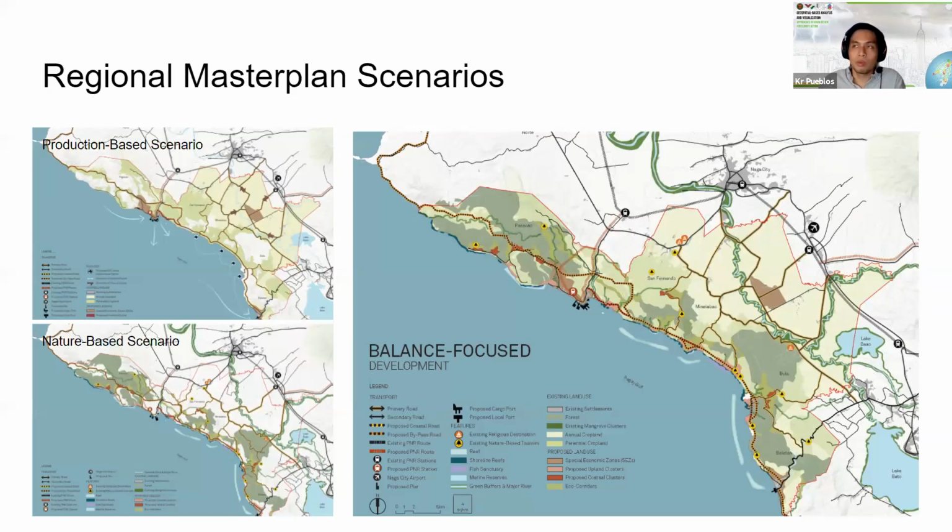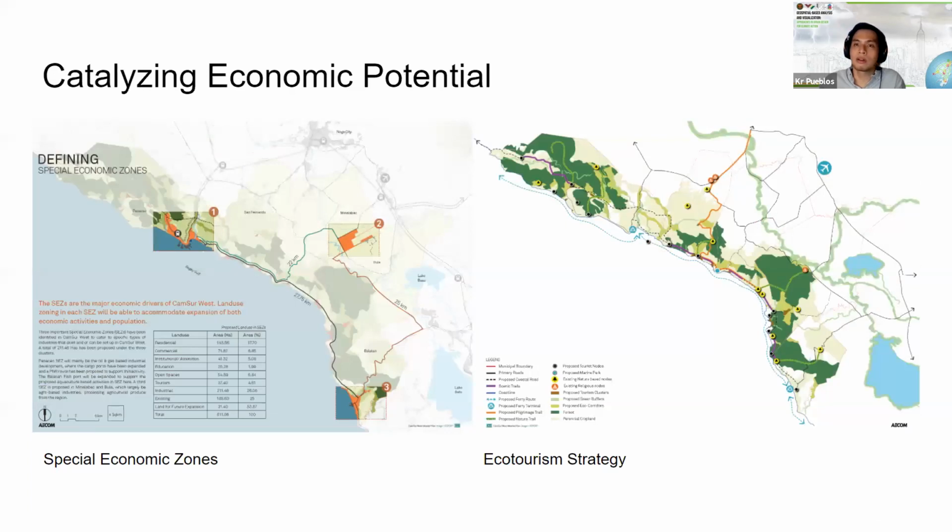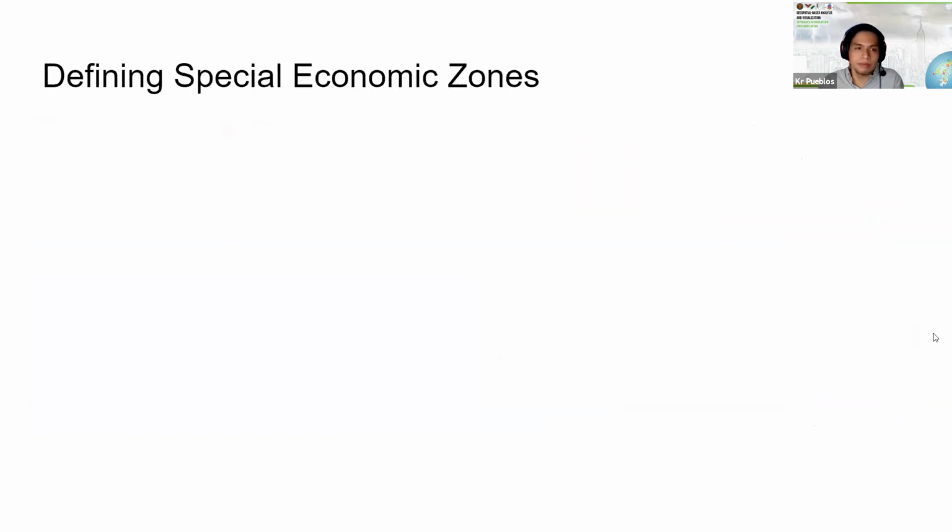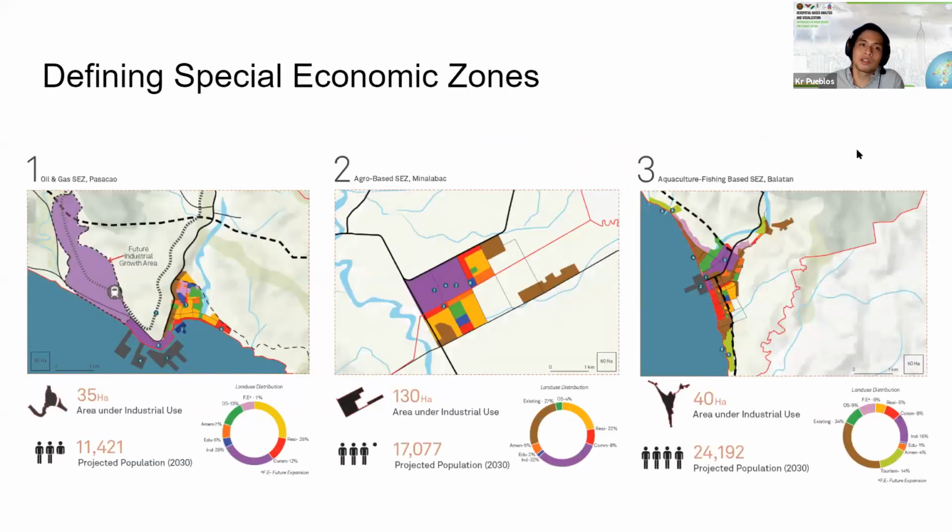We mapped out three zones where we saw great economic potential that could really catalyze development across the region. So we looked at three special economic zones, and then we also mapped out ecotourism zones, of course, by looking back at the natural constraints. And what did those economic zones look like? We looked at potential industrial growth areas. We looked at land use zones and projected those land use zones and populations towards 2030.